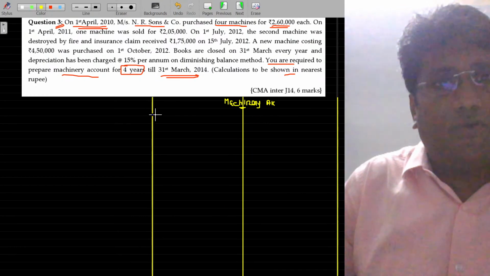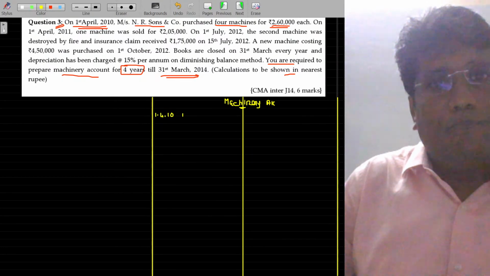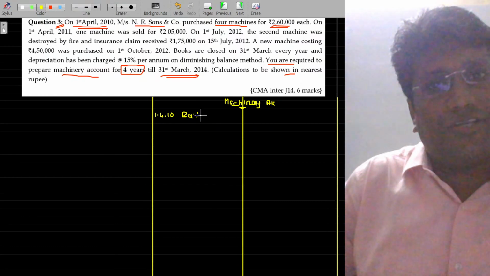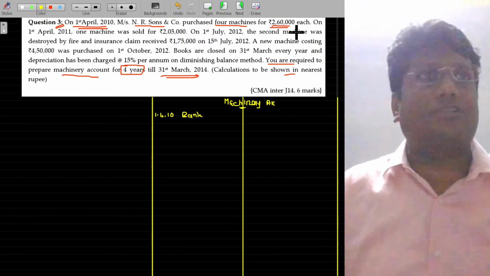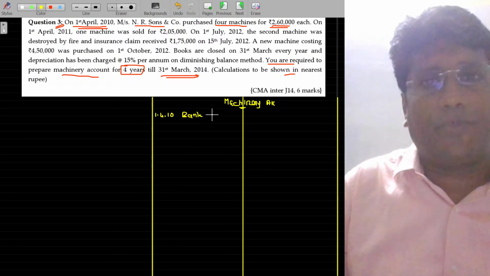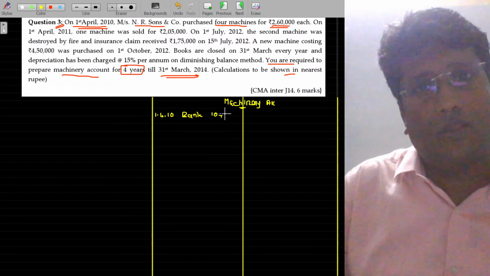Machinery account on 1st April 2010, bank. 4 assets purchased. Each and every asset costs us 2,60,000. So you have to multiply 2,60,000 with 4. So 10 lakhs 40,000 rupees is the purchased value.